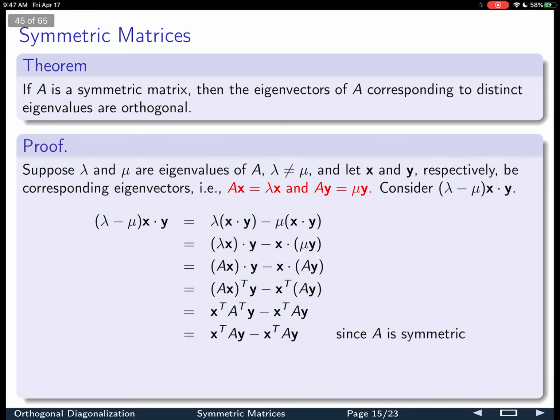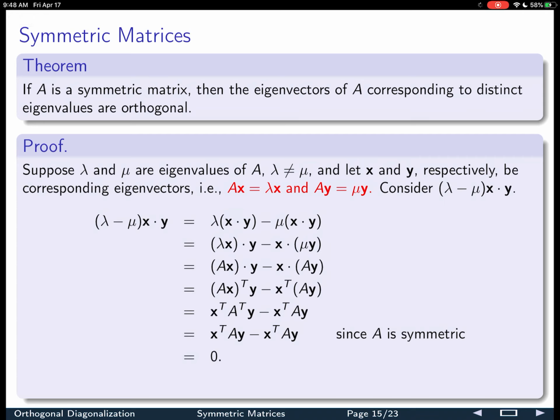And hopefully all of these algebra steps should make sense, and they're all justified. But remember, yeah, we're looking at dot products here. The main way that we use the fact that A is symmetric is here at the last step. We've changed A transpose to A. So that now we've got X transpose AY minus the same thing, meaning that that side is 0. So what's interesting is that we figure out that that initial dot product was 0.